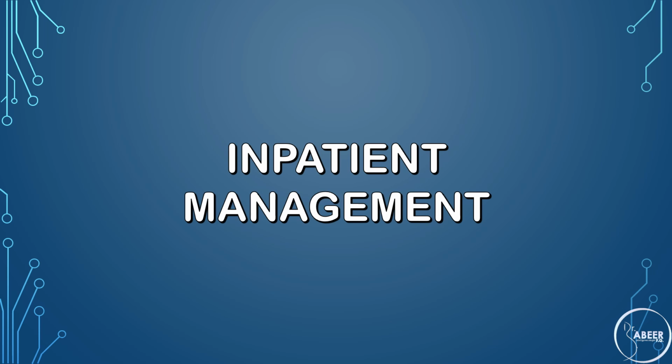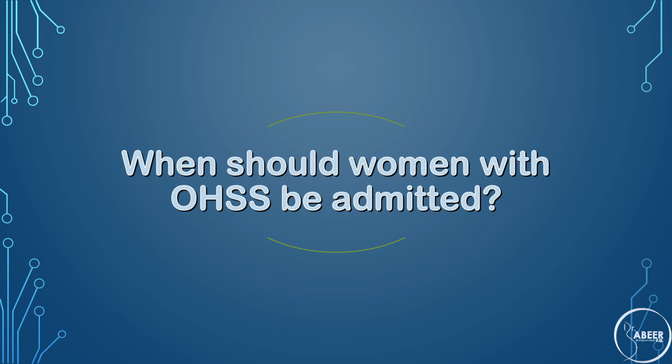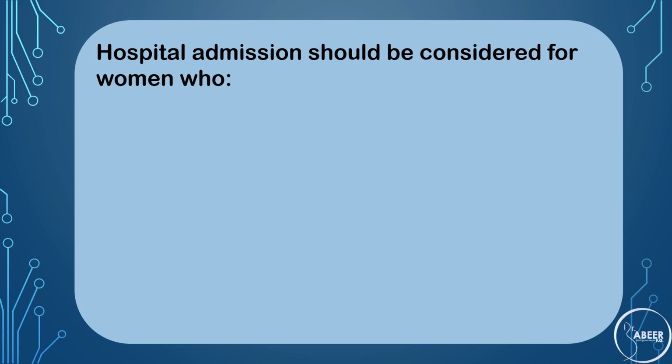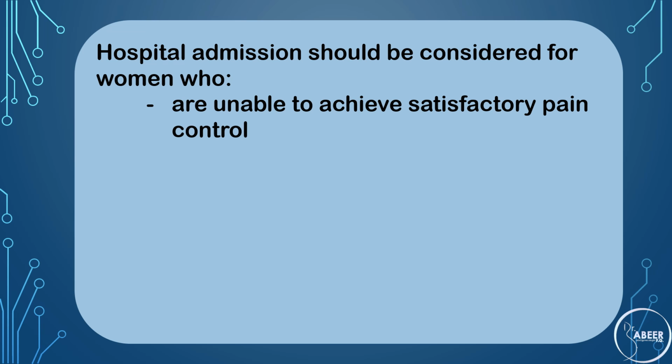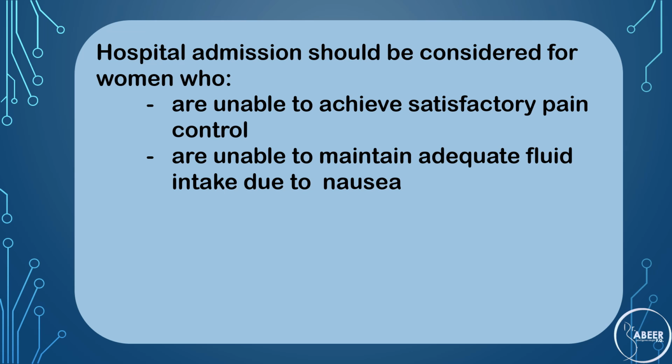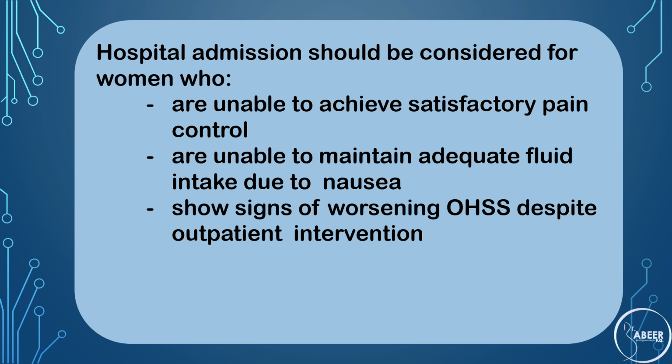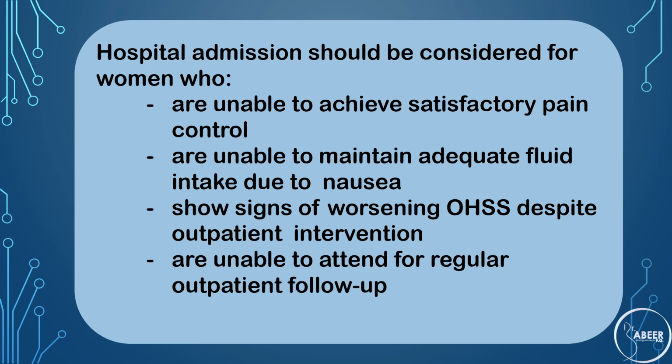Inpatient management. When should women with ovarian hyperstimulation syndrome be admitted? Hospital admission should be considered for women who are unable to achieve satisfactory pain control, who are unable to maintain adequate fluid intake due to nausea, who show signs of worsening OHSS despite outpatient intervention, who are unable to attend for regular outpatient follow-up, and who have critical OHSS.